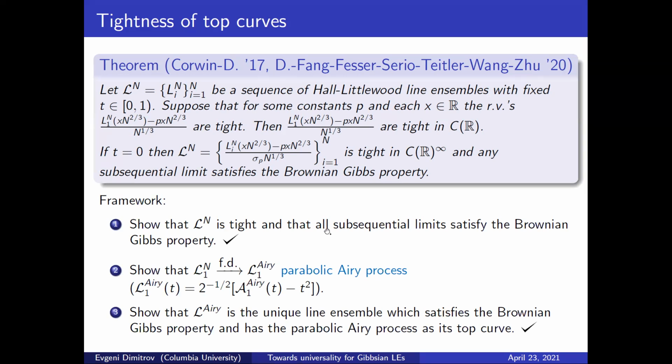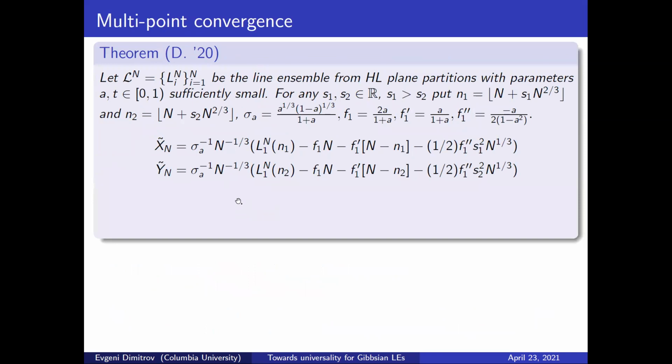The last thing that I'll mention, and I'll be brief, is about the second point here, which is finite dimensional convergence of the top curve to the Parabolic Airy process. For the Hall-Littlewood line ensembles related to plane partitions, there is partial progress in this direction. Again, don't read the statement; let me read it for you. We're considering a collection of random line ensembles that are coming from the plane partition model. I'm going to fix two times, little s1 and little s2 in R, and from these I'm going to build discrete times, little n1 and little n2.